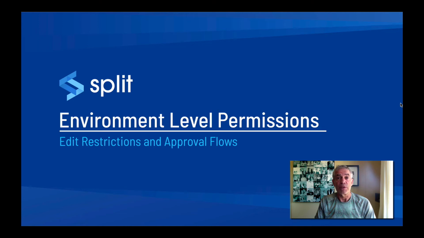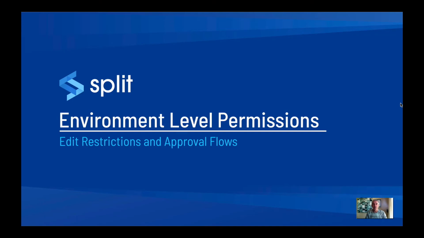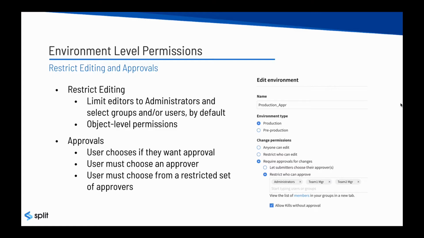This is Dave Murphy with Split Software, and in this video we'll be talking about environment level permissions. There are two primary ways that you can restrict editing in environments. One is simply restricting who can edit by choosing groups and/or users who by default have the ability to edit splits and segments. And then you can still provide object level permissions for individual users to edit individual objects.